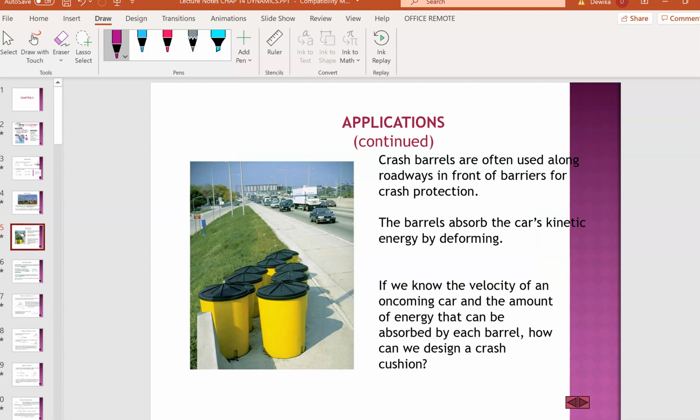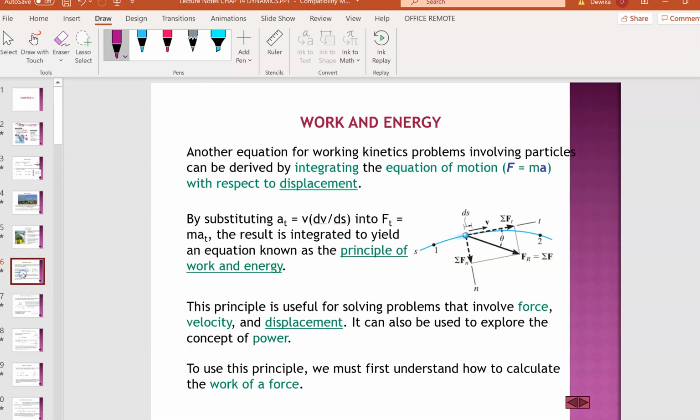Another example is crash barrels. We have this mostly in the US, and probably Europe, though I didn't see it there. These barrels absorb the car's kinetic energy by deforming, so there won't be much impact on the car. That is the reason for the barrel.